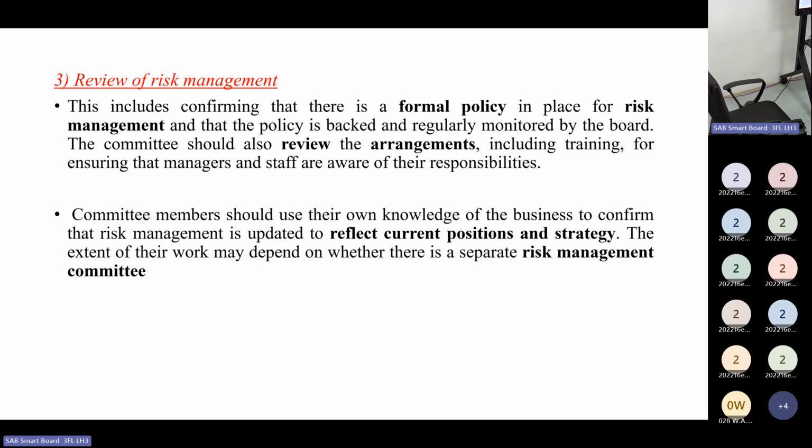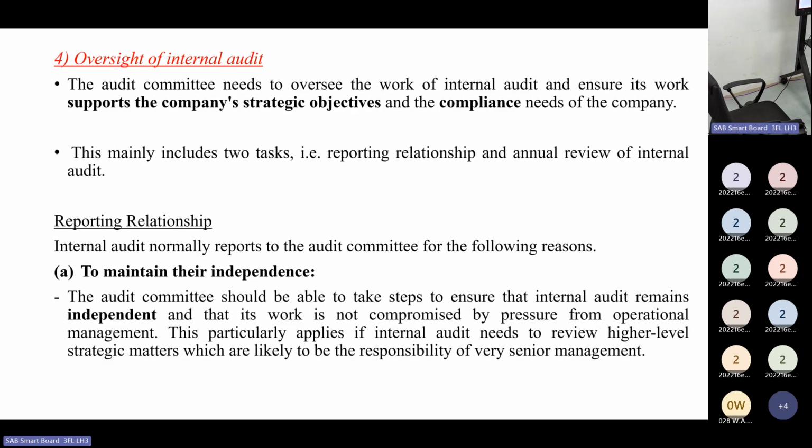So in this, there are two things. I don't know guys, this technology is killing. First part is the reporting relationship. Second part is the annual review of internal audit. So that means the oversight of internal audit consists of two parts. One is the reporting relationship. The other is reviewing how the internal audit function is going on.